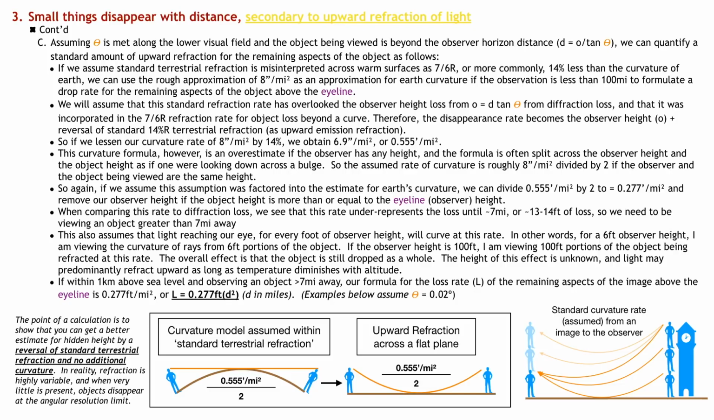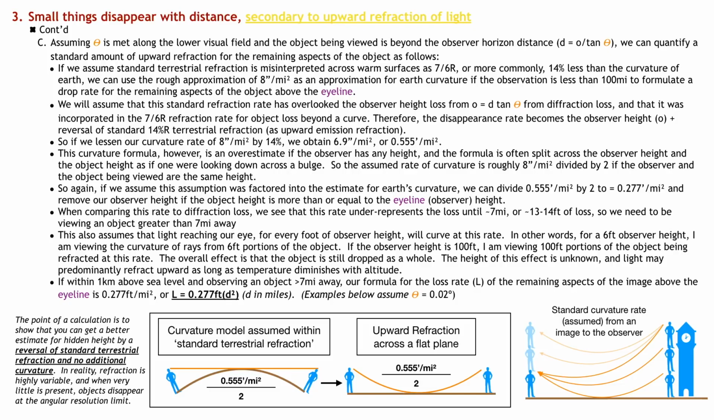The height of this effect is unknown, and light may predominantly refract upward as long as temperature diminishes with altitude. So if we're within 1 kilometer above sea level and observing an object greater than 7 miles away, our formula for the loss rate of the remaining aspects of the image above the eye line is 0.277 feet per mile squared, or loss equal to 0.277 feet times the distance squared, where d is in miles.